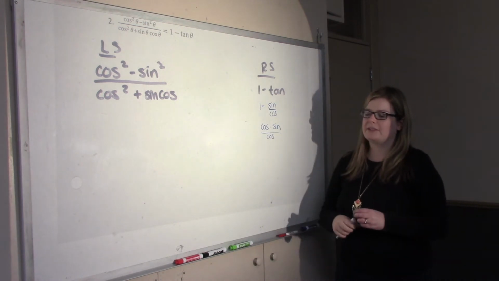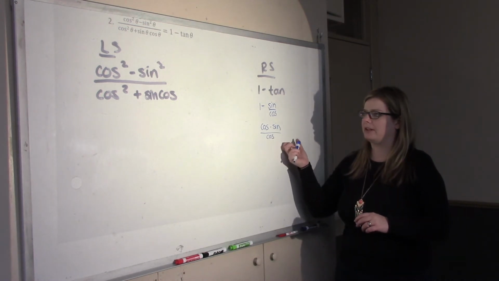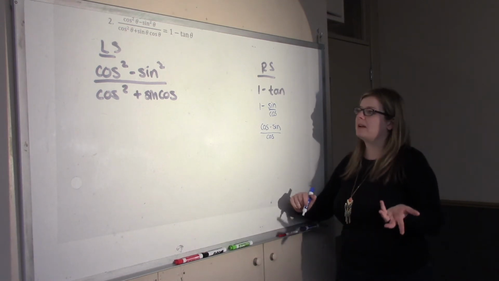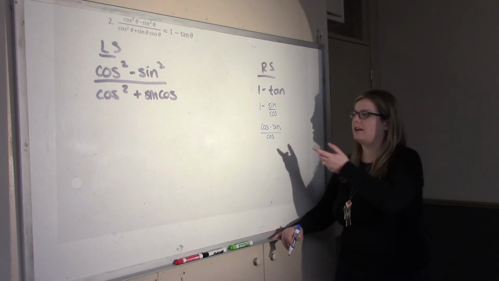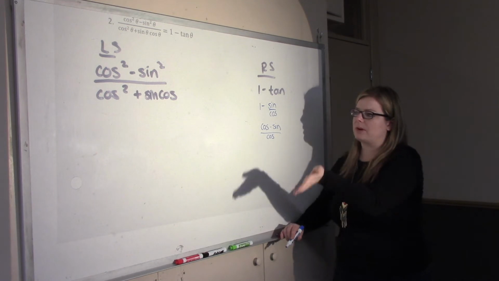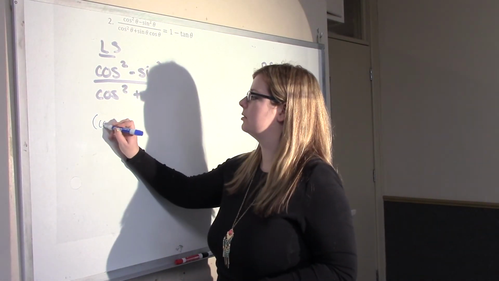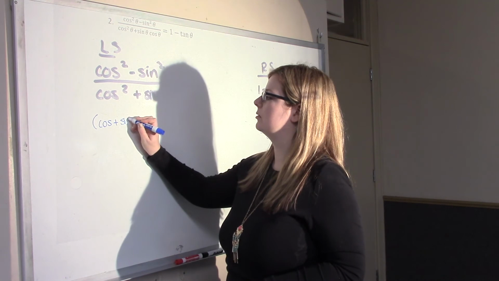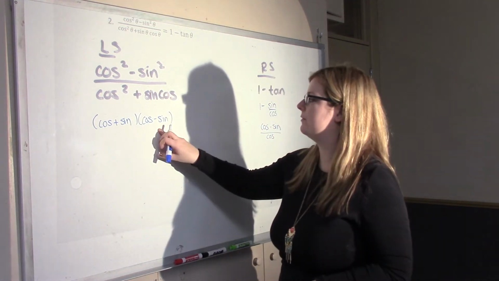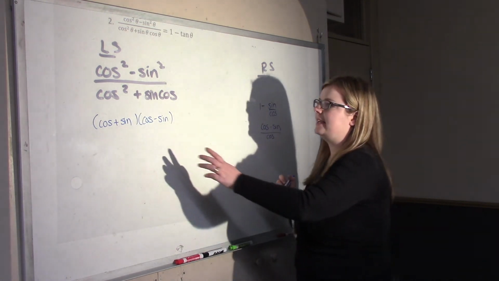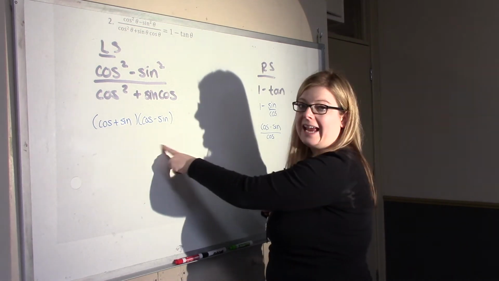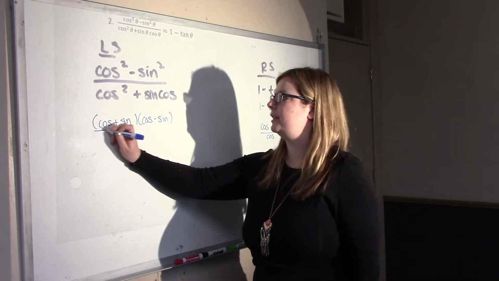I'm going to go to the left side now and try to work on that to make it look like this. So I feel kind of good because I have a cos squared and a sine squared on the top, and I need it to be cos minus sine. So that's a difference of squares, so I'm going to factor that. Which gives me a cos minus sine. So I'm feeling pretty good. So that just means I need a cos plus sine on the bottom to cross it off with so that I only have cos minus sine left.